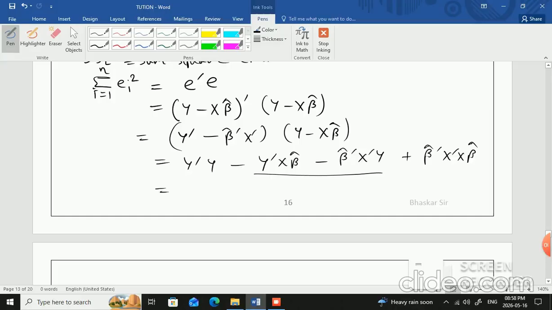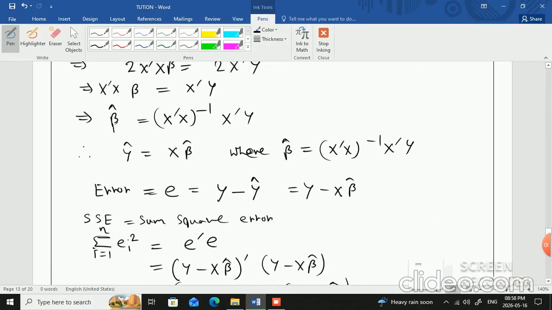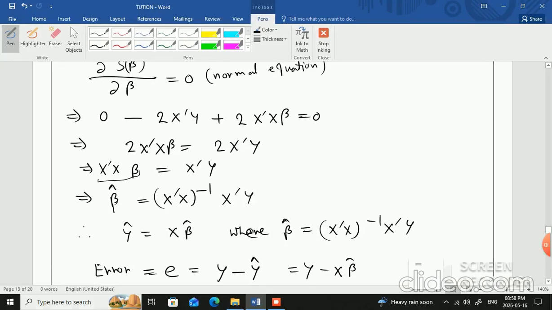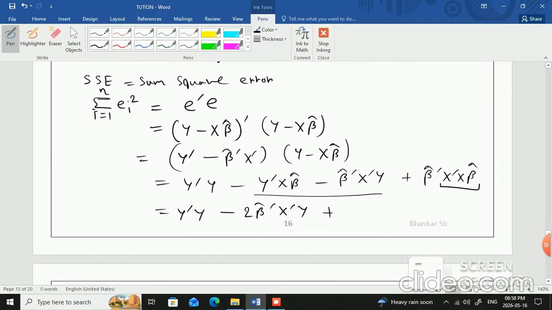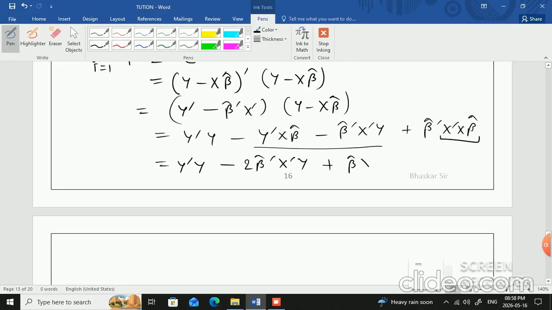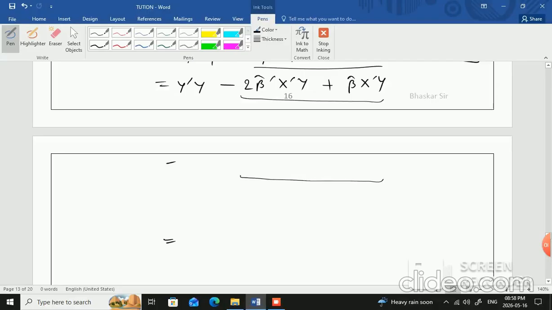Now adding, we get y dash y minus 2 beta hat dash x dash y plus beta hat dash x dash x beta hat. Putting the value of x dash x beta hat, that is x dash y, this is the same term. Now subtracting, we get y dash y minus beta hat dash x dash y. This is known as sum square total, and this is known as sum square regression.